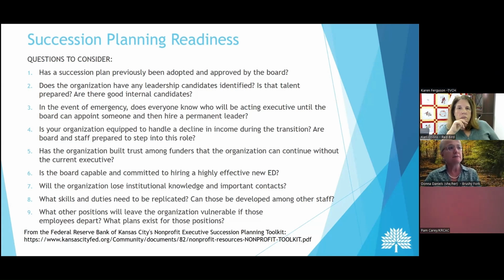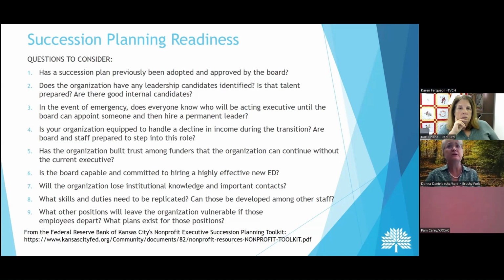In the event of an emergency, does anybody know who will be the acting executive until the board can appoint someone and then hire a permanent leader? So somewhere in this plan, it should be written down who that person is, so that you can bring that forward as here's our temporary solution to this issue.